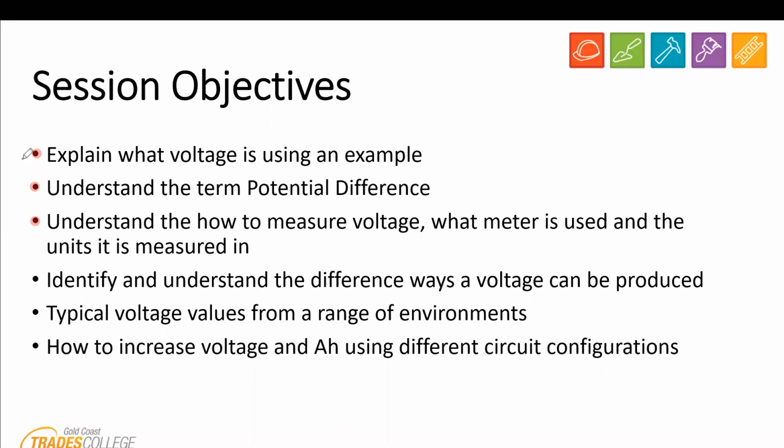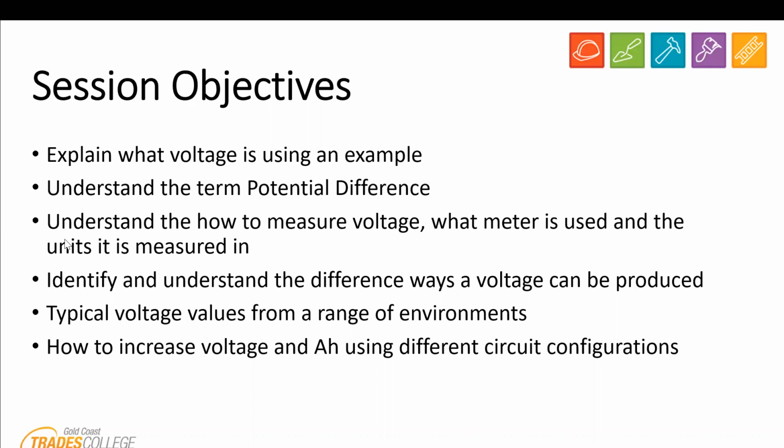When we talk about theory in electrics, there's a lot of theory involved. The theory is always aiming to give you the knowledge to complete a practical task. So points 1 and 2 will help you achieve point 3, which is understand how to measure voltage, which meter we use, and the units it's measured in. In the previous session, when we talked about current, we talked about measuring current with an ammeter and how it was connected in the circuit. We'll be understanding today how if you try and measure voltage in the same way as you measure current, you're in for a pretty dangerous situation. So we definitely don't want to do that.